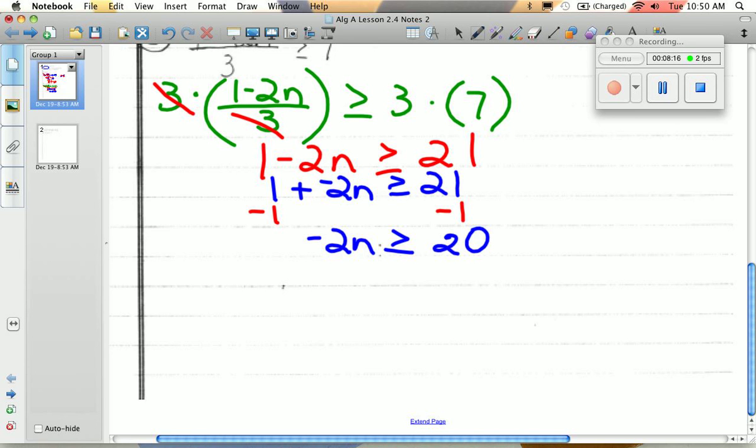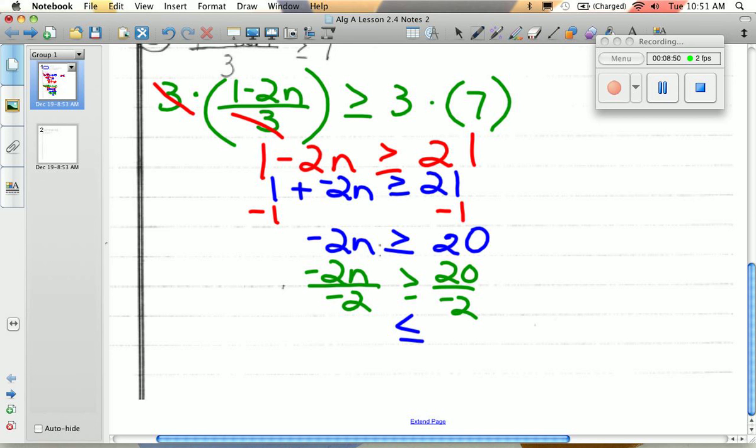What's our last move? Divide both sides by negative 2. So negative 2n gets divided by negative 2, and 20 gets divided by negative 2, to show that you're going to do the dividing in that step. And then this is when your brain should say, okay, I just divided by a negative, so what am I going to have to do? Switch the symbol, and maybe you should switch it right away so you don't forget.